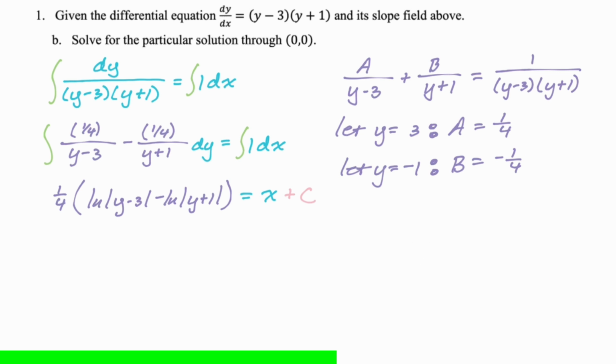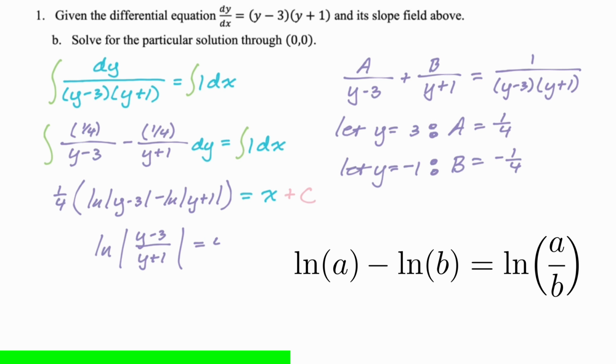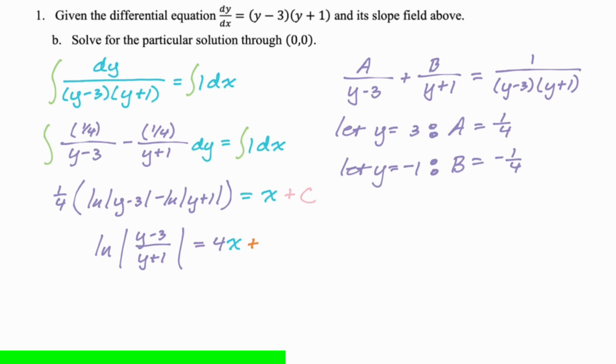On the left-hand side, I'm going to do two things here. I'm going to multiply both sides by 4, to just get rid of that 1/4. It's kind of annoying on that side. So multiply both sides by 4. And then also, I'm going to use properties of logs where subtraction between them becomes division within. So I'm going to have natural log absolute value of (y minus 3) over (y plus 1). So that subtraction between becomes division within. 4x, and then technically you get 4 times that previous C.